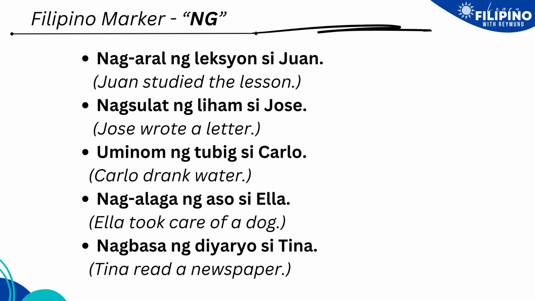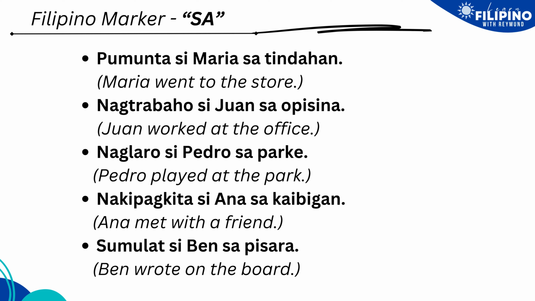Example sentences for the marker sa. Pumunta si Maria sa tindahan. So, Maria went to the store. Pumunta, that's went. Punta, that's the root word to go. And then, ang tindahan is a store. Nagtrabaho si Juan sa opisina. Juan worked at the office. So, nagtrabaho, that's past tense, worked. And then, opisina, that's an office.